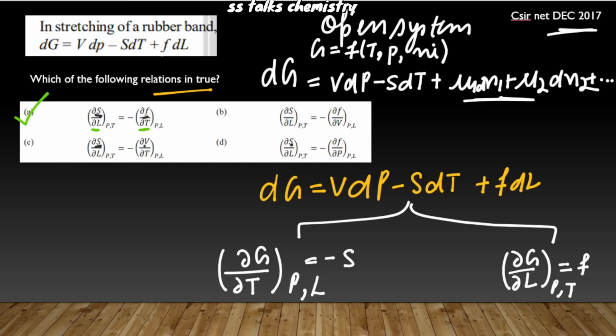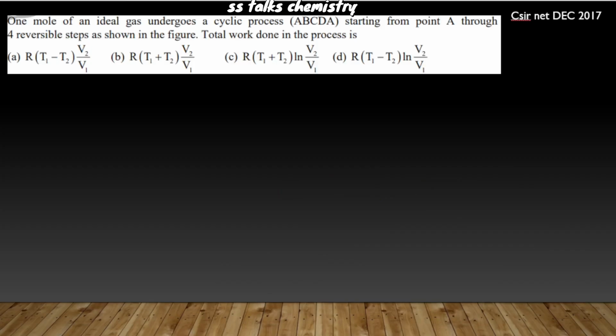Now, moving on to the next question. One mole of an ideal gas, so the N value is fixed, is going through a cyclic process A, B, C, D and back to A. From A you are going to B, and from B you are going to C. This plot has been given. Here the curve has been missed, so you can draw this plot, which is the volume versus temperature plot.